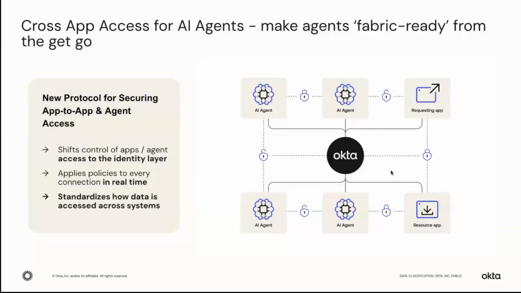So if you were at Octane or if you saw any of the presentations at Octane, you've probably seen this slide. But the idea of cross-app access is that by adopting this protocol, it will make agents fabric ready from the get-go. So in other words, any capability in Okta that exists today in the Okta Identity Fabric, adopting cross-app access for your agents basically brings those agents into full first-class identity status and makes them fabric ready from the get-go. So you can have agents who are requesting access from one app to the other. All of that can be governed by Okta and managed through Okta.